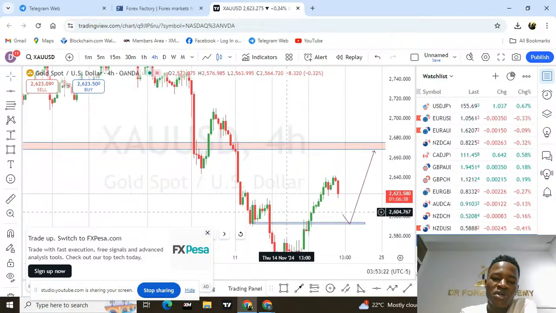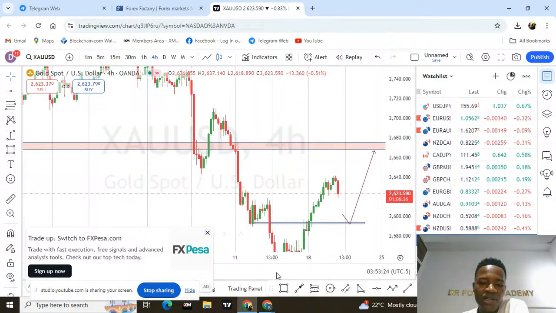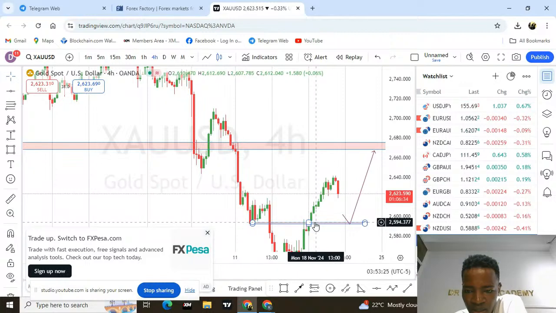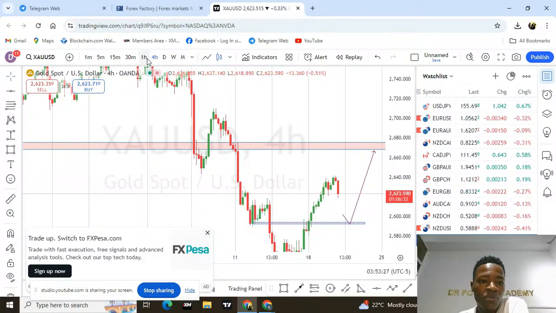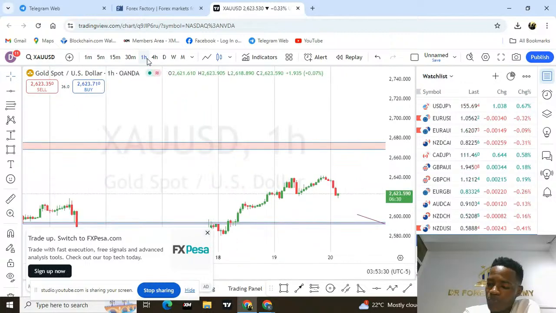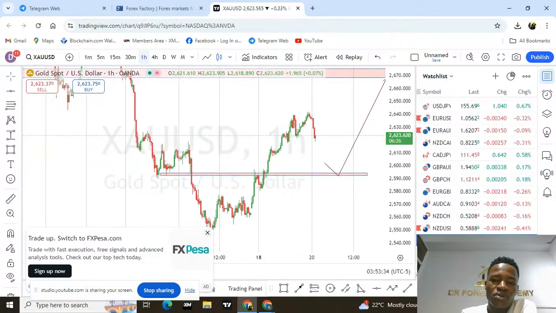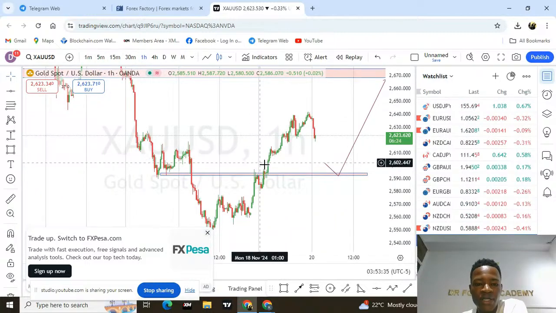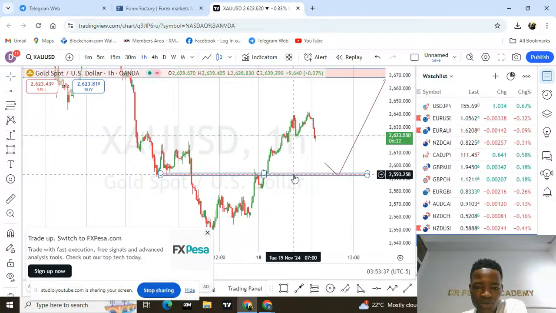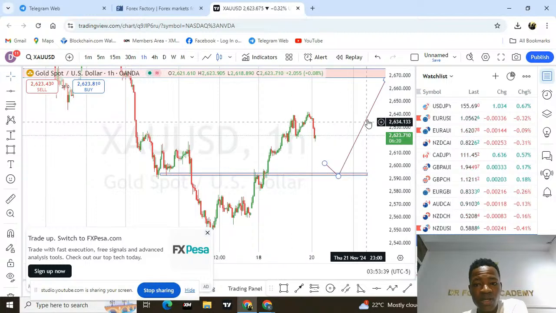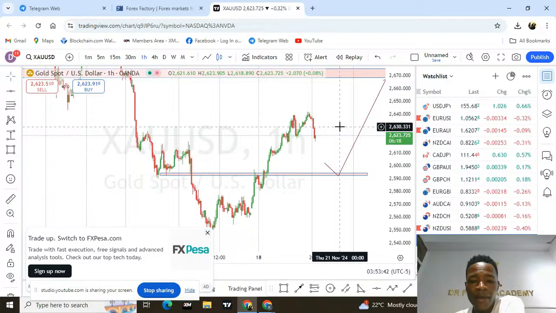So how are we going to position ourselves to have an entry? We can have a re-entry on gold again in this area, 2594. Back on 1 hour, I'll show you. So we can have a re-entry here. For me, I'll be looking for a re-entry at this particular zone, looking for re-entries all the way to the 2670s.